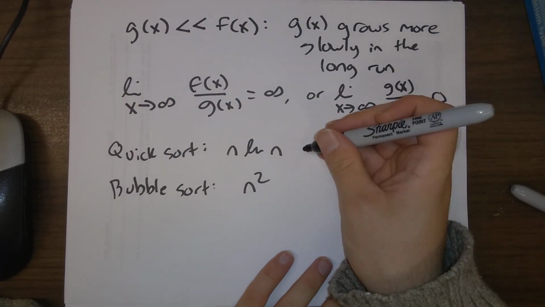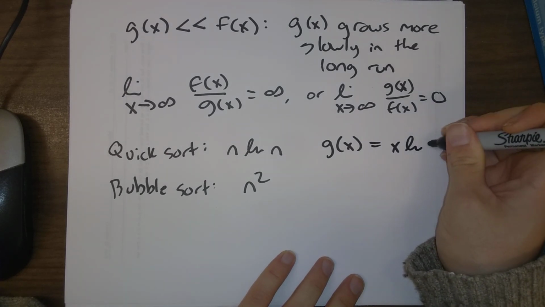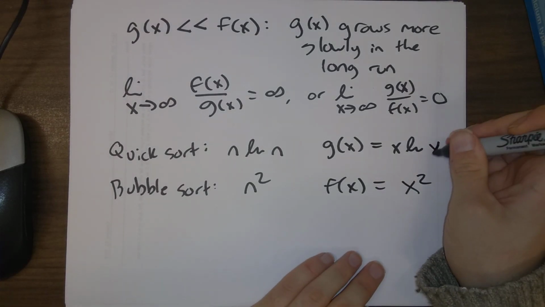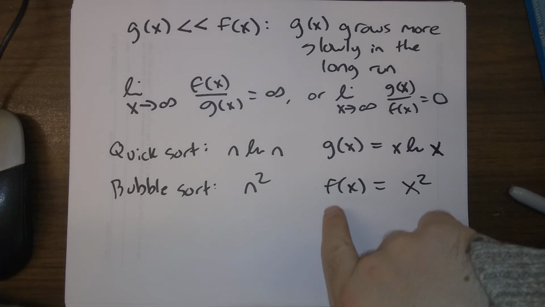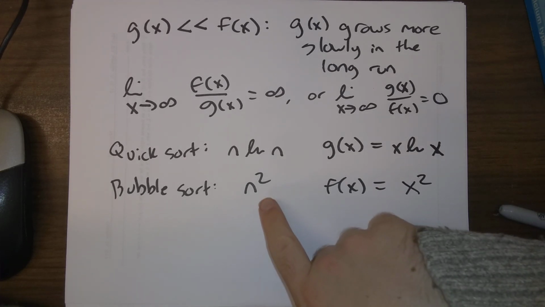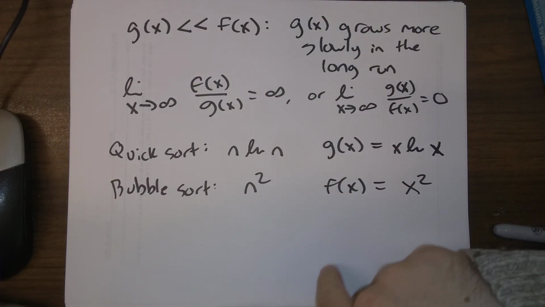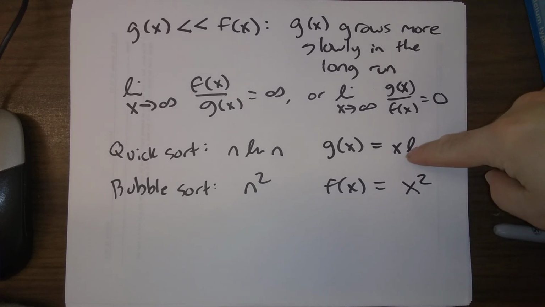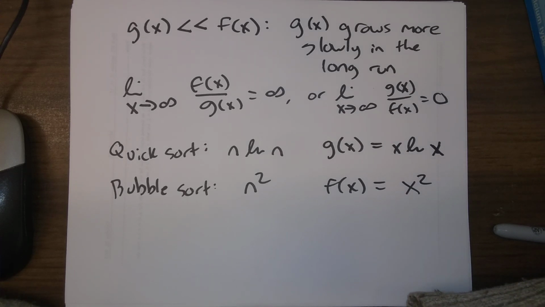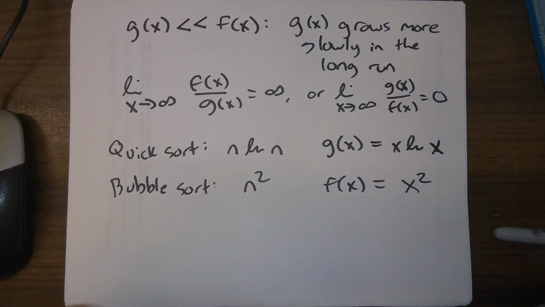If we want to convert this to x notation, we could say here g of x is equal to x natural log of x, and for bubble sort f of x is equal to x squared. So what I mean by this notation is, let's say we want to bubble sort a list of 1,000 objects. It would take, on average, according to this, 1,000 squared operations, 1,000 squared steps. If we want to use quicksort, it would take 1,000 times natural log of 1,000 steps. That's the kind of thing that we would be thinking about here. And these are approximations. We'll take them as exact to make our calculations simpler.